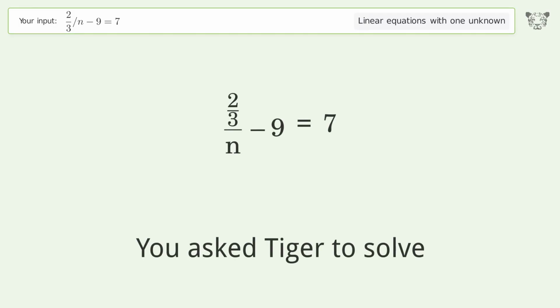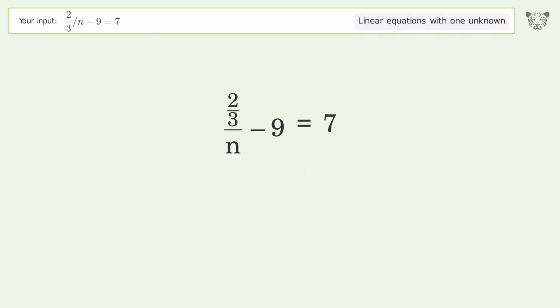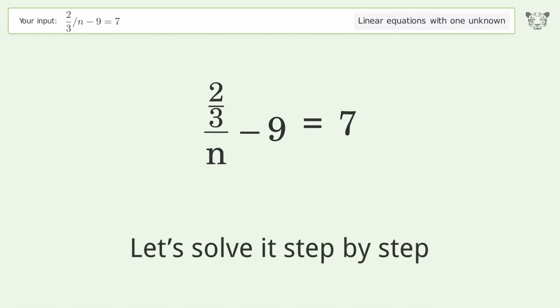You ask Tiger to solve. This deals with linear equations with one unknown. The final result is n equals 1 over 24. Let's solve it step by step.